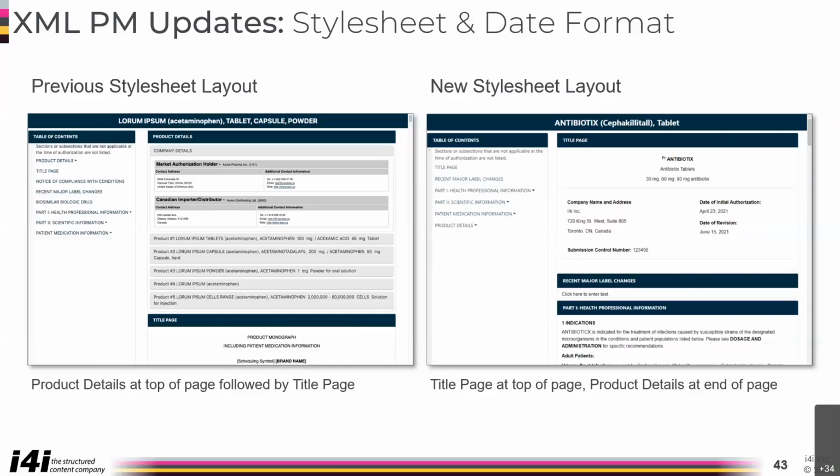The product details section, or rendered XML file, was displayed at the top of the page in the previous style sheet layout, with the title page section following it. In the new style sheet layout, the product details section has been relocated to the end of the layout. And this is so the title page will display first.